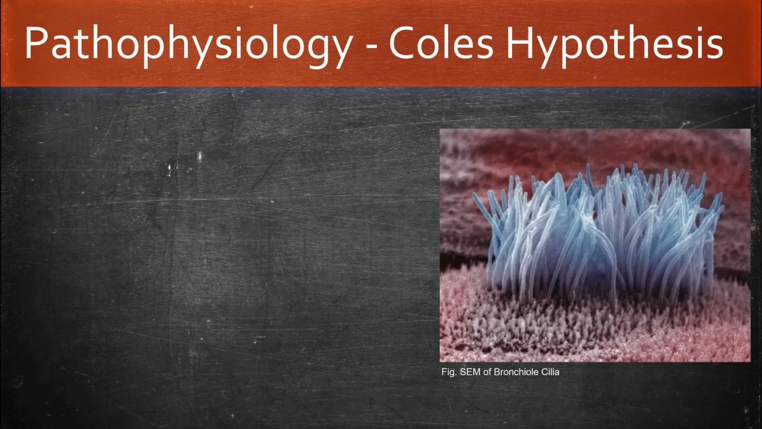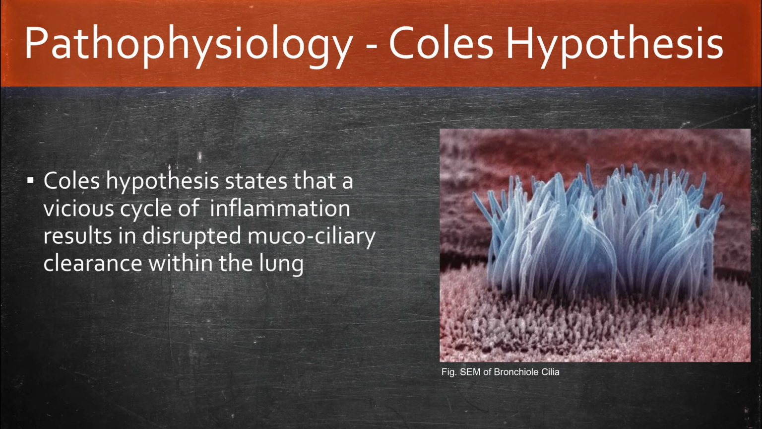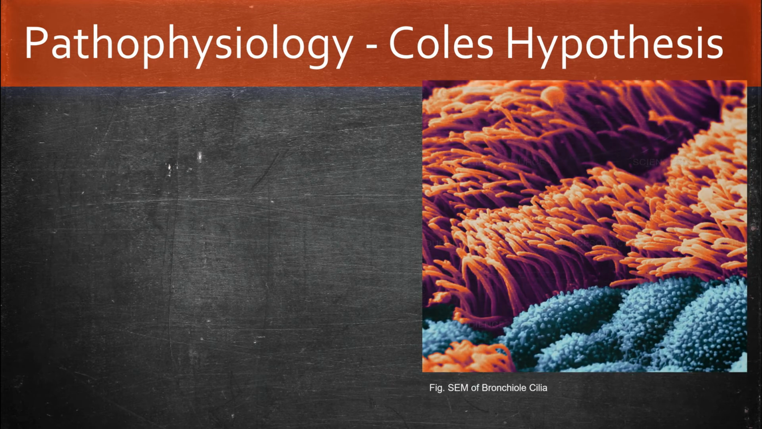Now we will move on to discussing how exactly this bronchiectasis cycle works. This is best explained by Cole's hypothesis. This states that a vicious cycle of inflammation results in disrupted mucociliary clearance within the lung. This disrupted clearance leads to airway obstruction and predisposes to infection due to stagnant mucus.